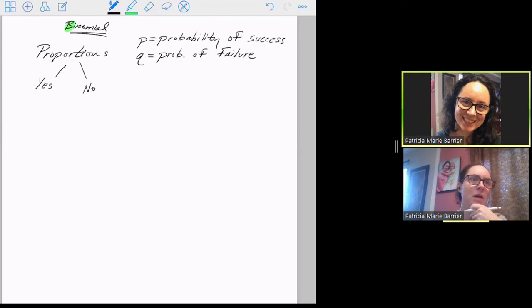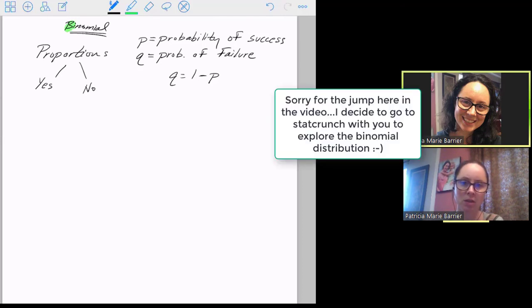So for example, I might say I'm going to look at people wearing seatbelts versus not wearing seatbelts, right? What's the probability that someone is wearing a seatbelt? That's going to be my P, right? Q will be equal to 1 subtract P. So the probability of Q is always the complement, the exact opposite of the probability of something occurring, because literally you just have the two different outcomes. So complement rule kicks in right there.